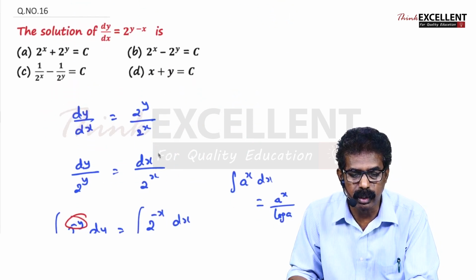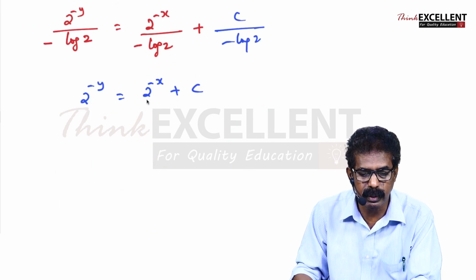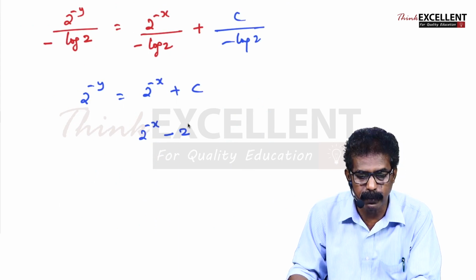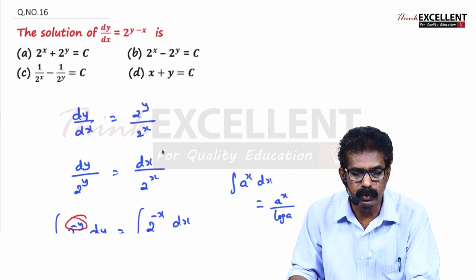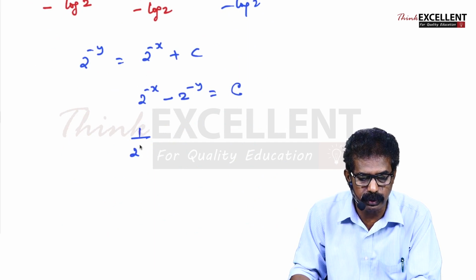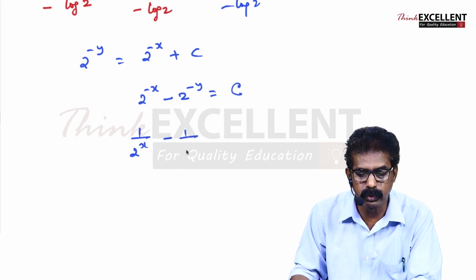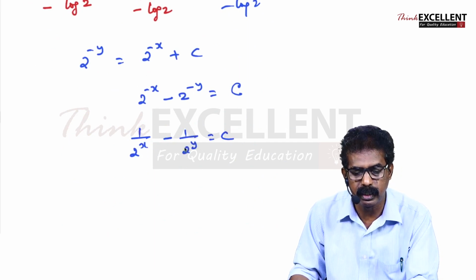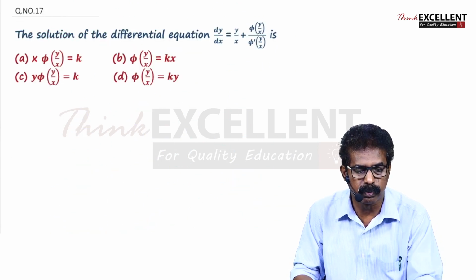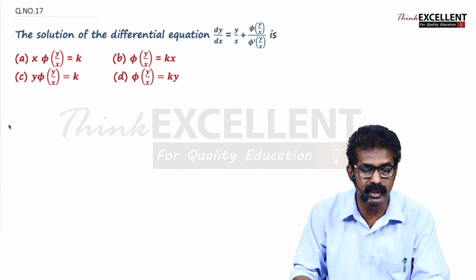Okay, both constants are only on the right side, right? So 2 raised to minus x minus 2 raised to minus y equal to minus c, that is a constant. 2 raised to minus x is not there, so bring it to the denominator: 1 by 2 raised to x minus 1 by 2 raised to y equal to c. So the third option is the correct one.